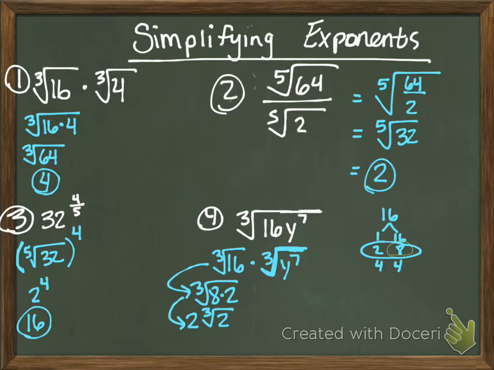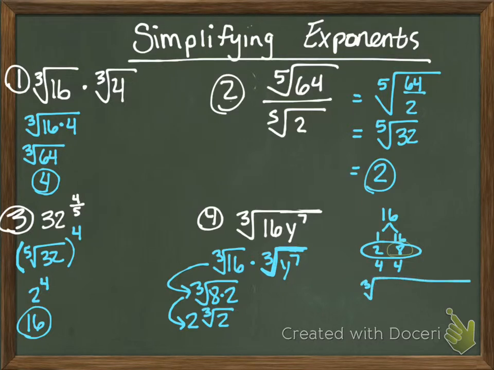And that's simplified. So now I need to simplify the cubed root of y to the 7th. Well, the cubed root of y to the 7th, to take the cubed root of a variable to an exponent, we're going to want to divide. But 7 doesn't divide by 3 nicely. So let's go on a brief little tangent over here.